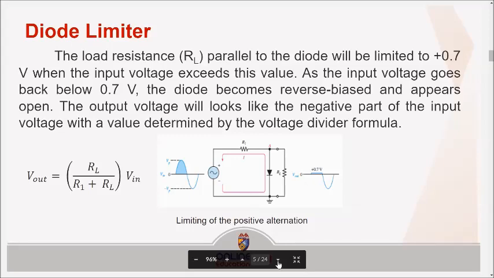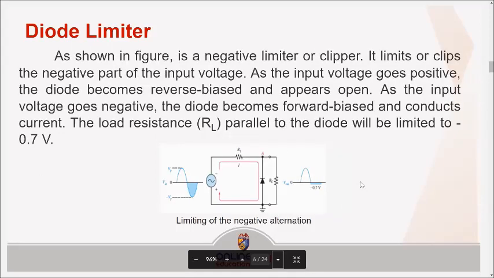Okay, next we have the application of diode limiter again. As shown in the figure, this is a negative limiter or clipper. It limits or clips the negative part of the input voltage. As the input voltage goes positive, the diode becomes reverse bias and appears open. As the input voltage goes negative, the diode becomes forward bias and conducts current. Then the load resistance RL parallel to the diode will be limited to negative 0.7.